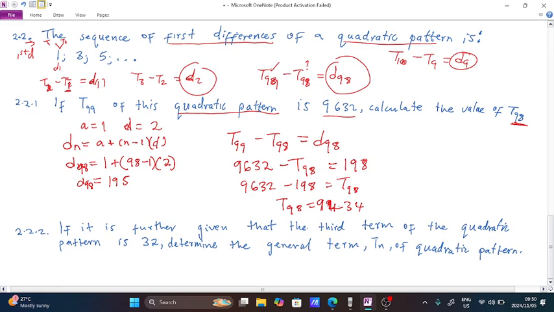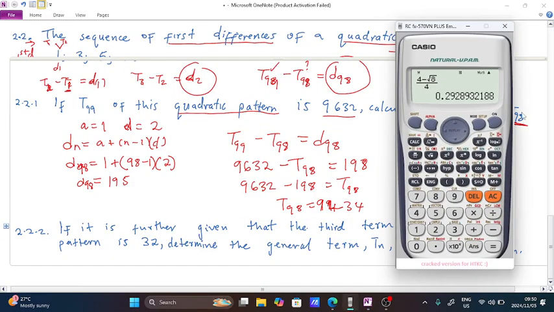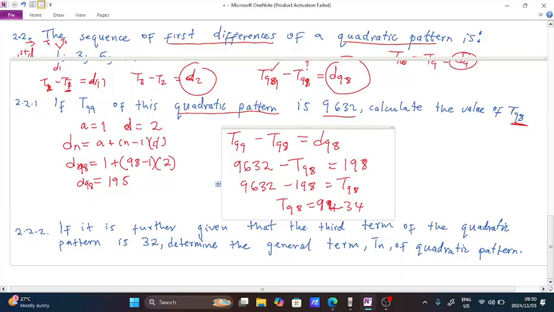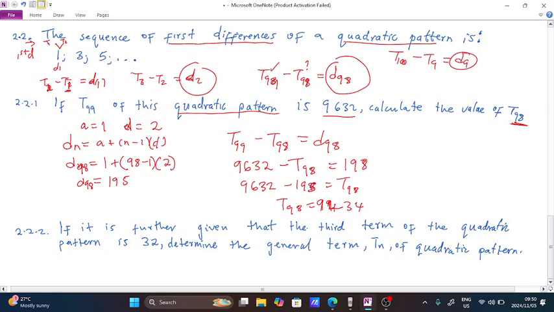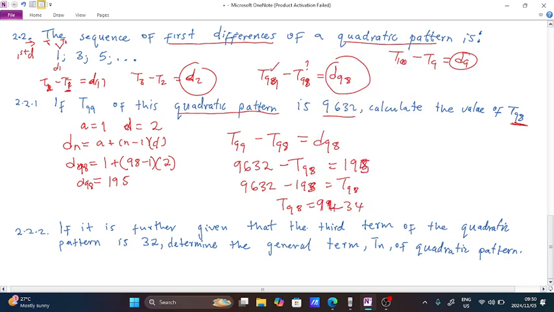Calculation: 9632 minus 195. It was supposed to be 195, not 198 again. So what will be the correct answer?